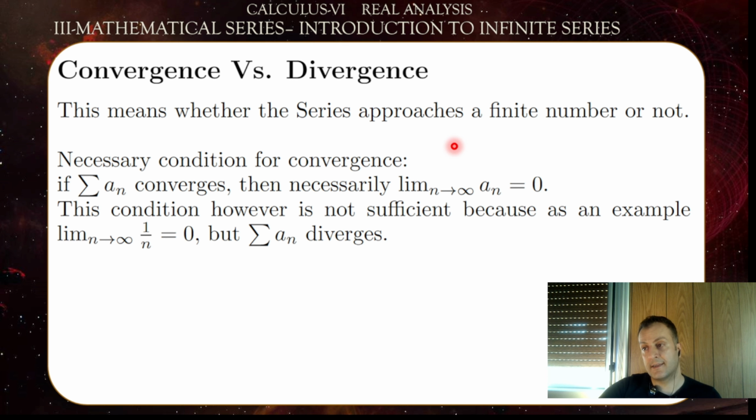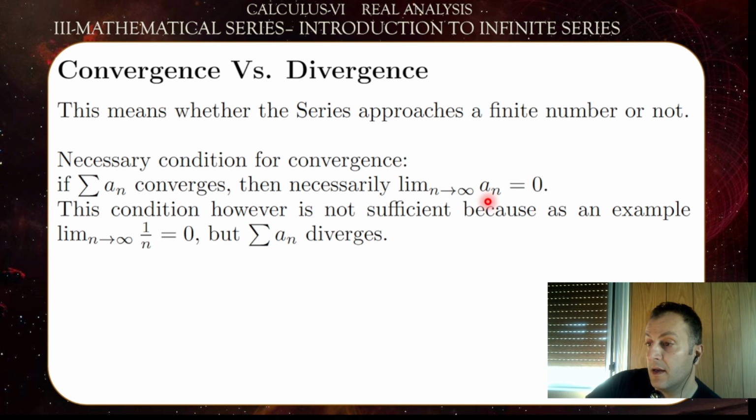So the necessary condition for convergence, unlike the convergence for a sequence: if sigma a_n converges, then necessarily the limit of a_n as n approaches infinity should be equal to 0. Why is that important? Because you need to get to a point where it doesn't matter how many terms you're still adding, these terms should be 0, so that you wind up with a finite value for the series.